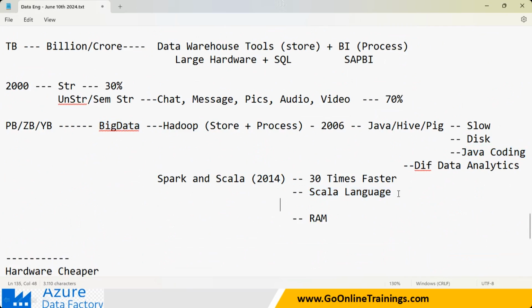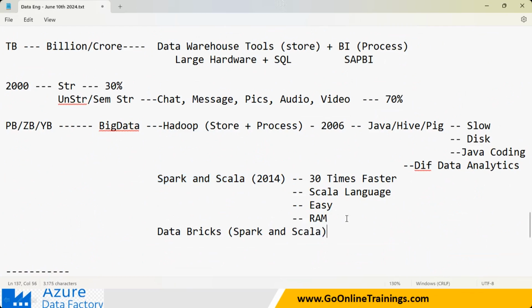So it became so popular. Okay, it is easy when you compare with that. And today, Spark and Scala is also taken over by one more. The latest technology is called Databricks. Okay, so what is Databricks? If somebody asks you, it is nothing but Spark and Scala only. Okay, but they have given some more extra features in this. So many people have started using this.